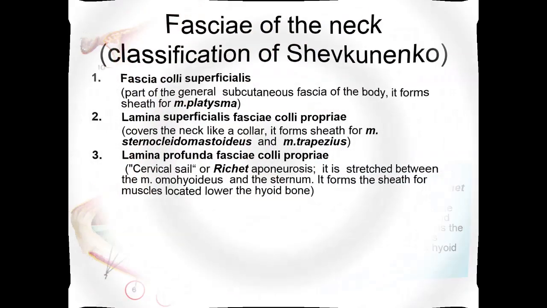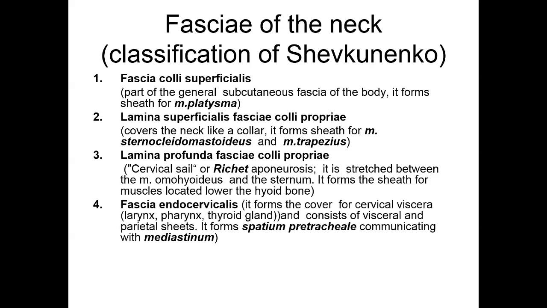Then number 4, fascia endocervicalis. Fascia endocervicalis. You can say that it forms the cover for cervical viscera. It means larynx, pharynx, and thyroid gland. And also, it consists of visceral and parietal sheets, and it forms spatium peritracheale communicating with mediastinum.